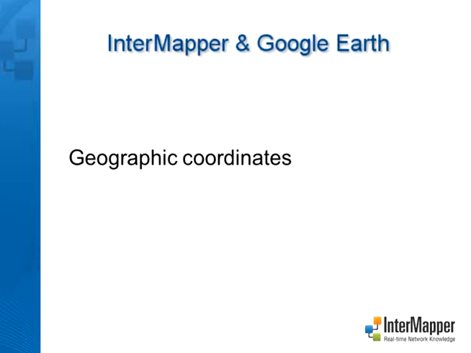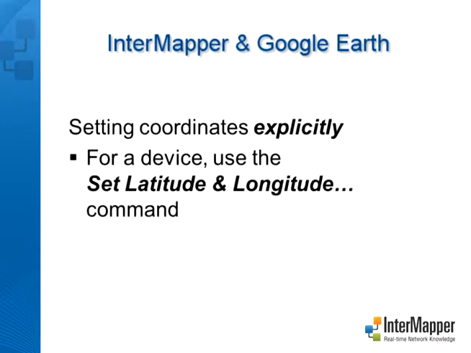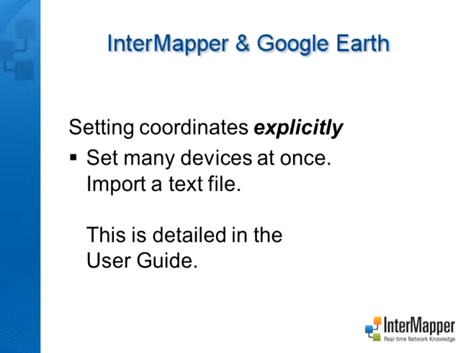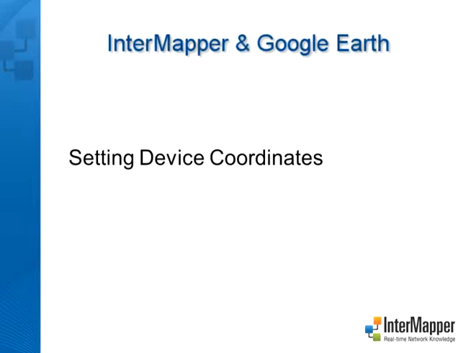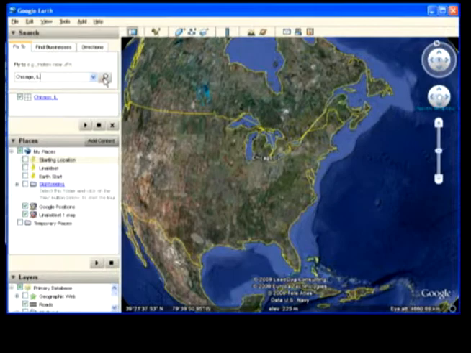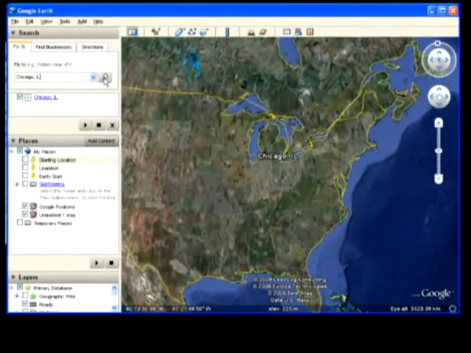Every device you want to see in Google Earth needs geographic coordinates. There are two ways to specify these coordinates. Use InterMapper's latitude and longitude command to set a device's coordinates explicitly. You can also set coordinates of a number of devices at the same time by importing the devices from a text file.